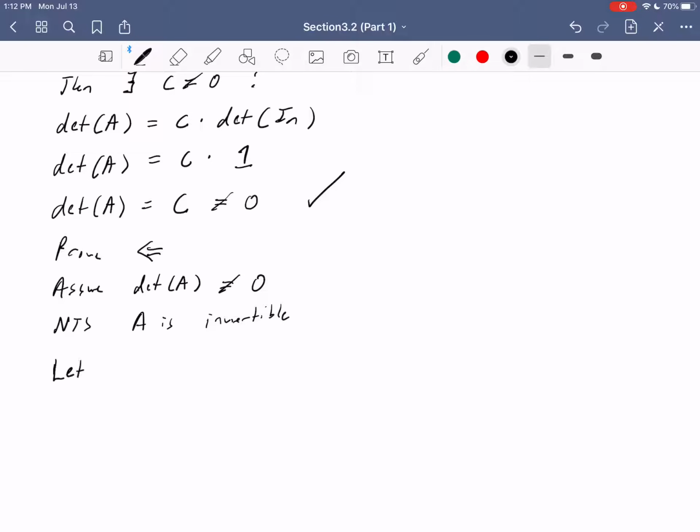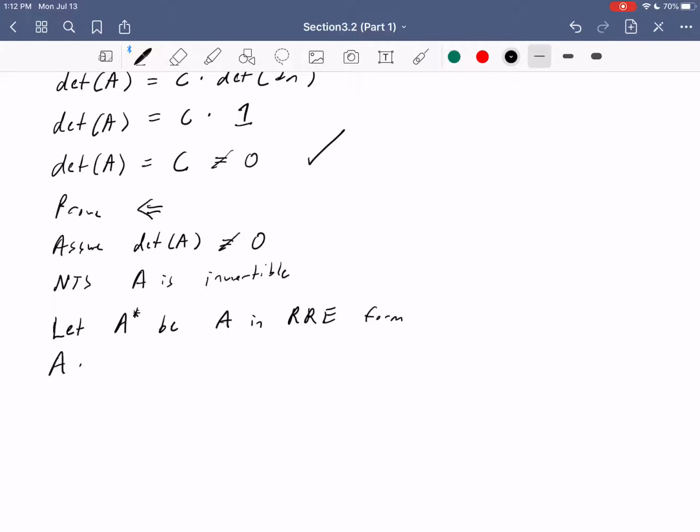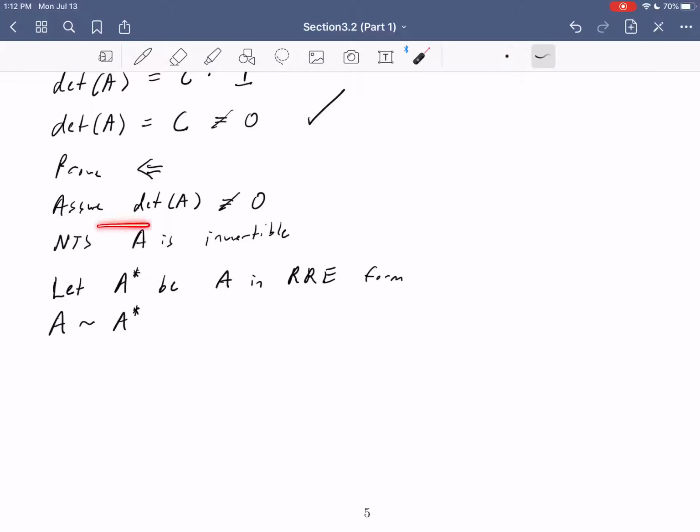So let's start with, let A star be A in reduced row echelon form. So we know that A is row equivalent to A star. A could be any matrix, but we're going to let A star be A in reduced row echelon form. Since we're trying to show that A is invertible, that is equivalent to showing that A star is the identity. So we need to show that A star equals the identity.